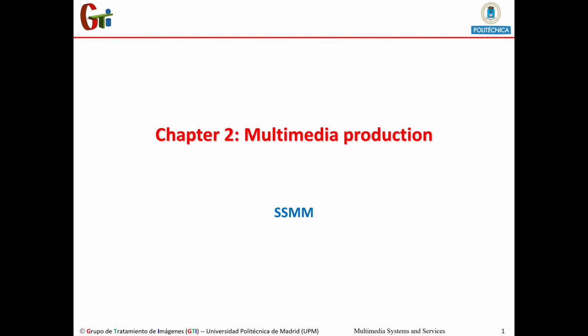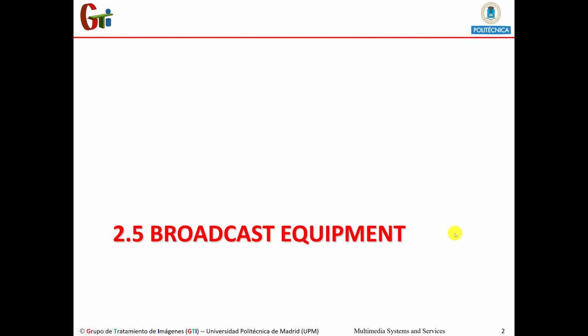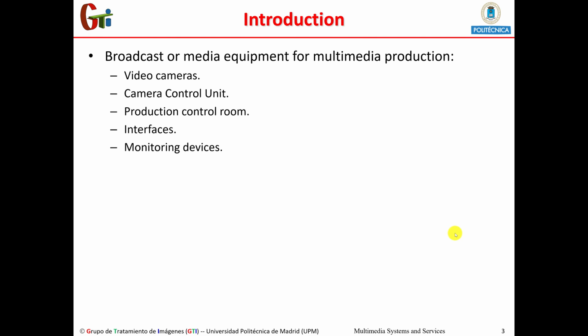Welcome to this unit belonging to Chapter 2, Multimedia Production. In this unit, we will be describing and explaining the broadcast or media equipment. This broadcast equipment is usually employed to produce professional TV programs, TV movies, etc.